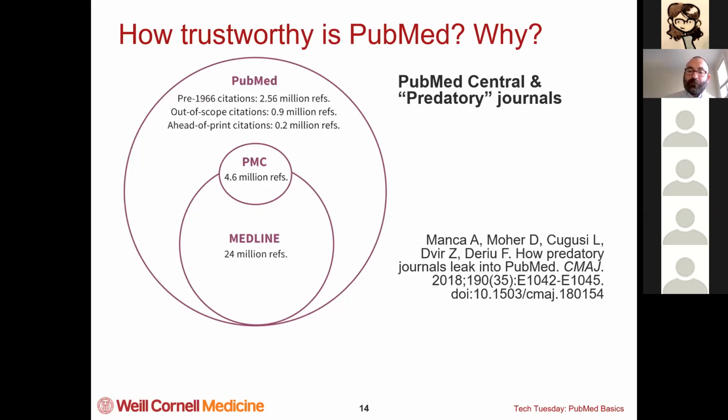The criteria for indexing in PMC is less rigorous than the criteria for indexing in MEDLINE. In recent years, it's been found that articles in some predatory journals have started to sneak into PubMed Central. Predatory journals are journals that lack rigorous peer review and that operate primarily to make money rather than to advance science. We are planning a Tech Tuesday on predatory publishing later this summer, so keep an eye out for that if you'd like to learn more.